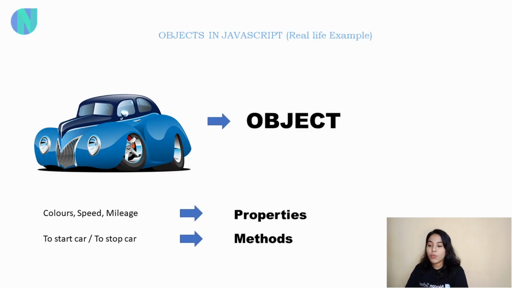Now let's take one real life example. For example, we have this car, right? And the properties like the color, speed, mileage, everything is a property of that car. However, the functionality to start or stop, these are the functions of the car. They come under methods. They are called methods. Okay, the object is our car. All the properties such as speed and mileage come under properties, and its functionalities come under methods.